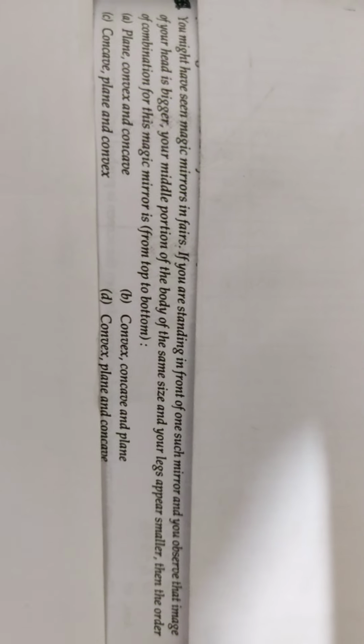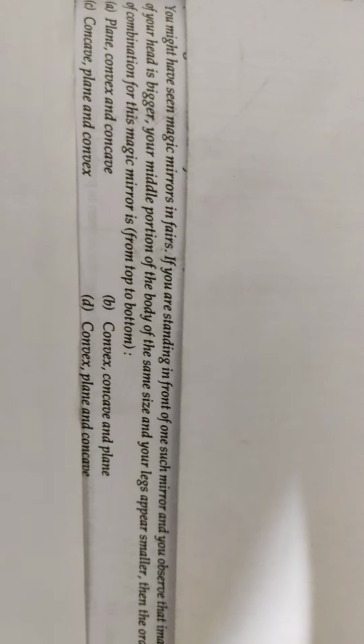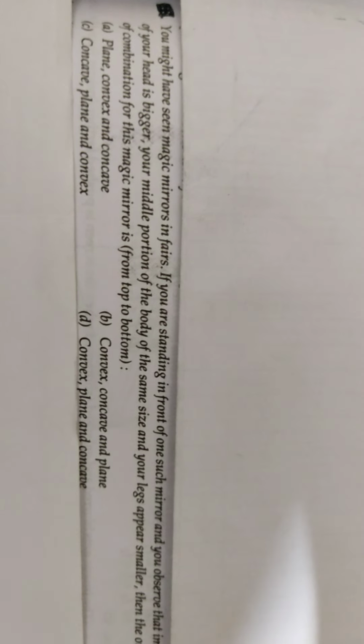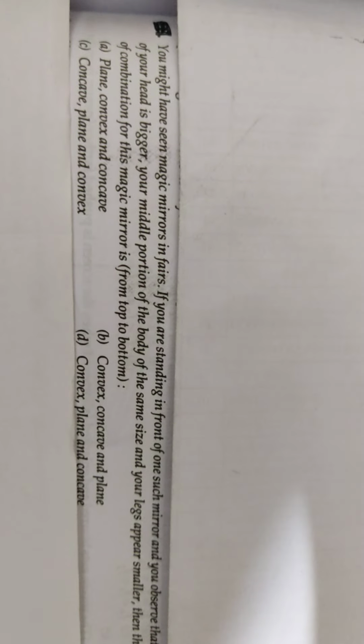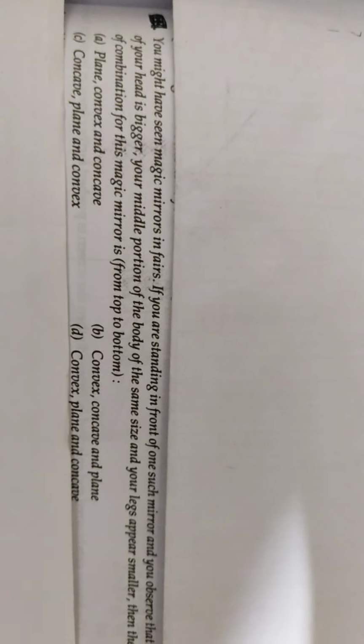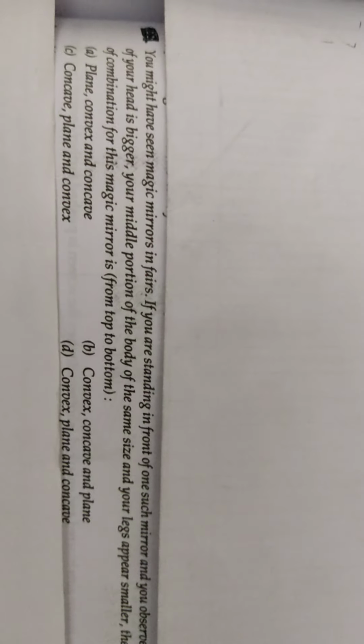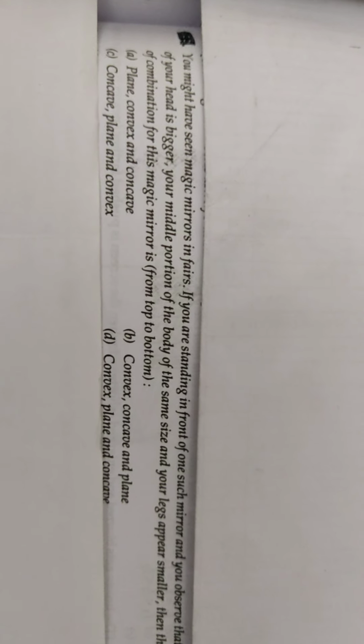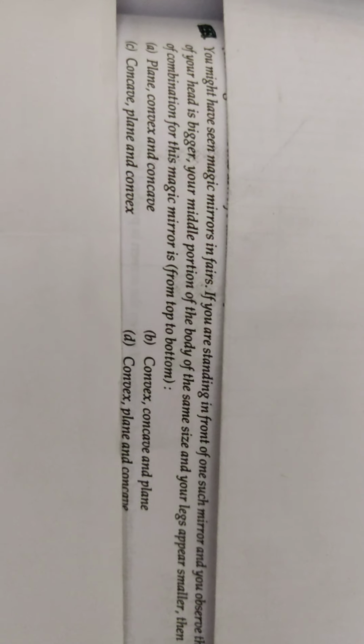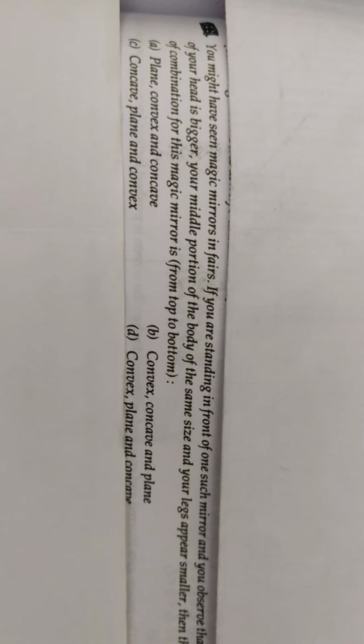We know that bigger size, see, you are standing in front of this mirror and you assume that you are standing very close to the mirror. So your head appears bigger. That is possible only when you are standing in front of a concave mirror. Because when an object is placed very close to a concave mirror, a virtual erect magnified image is formed. So the first mirror should be concave mirror. When we look at the options, there is only one option where we have concave as the first mirror on the top. So C should be the correct option.